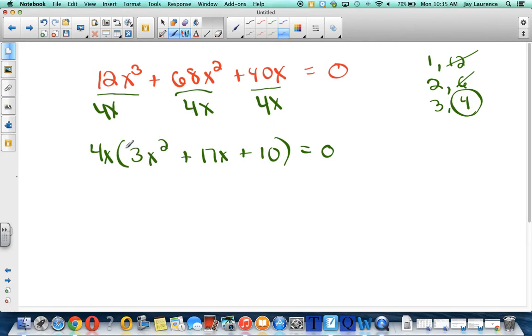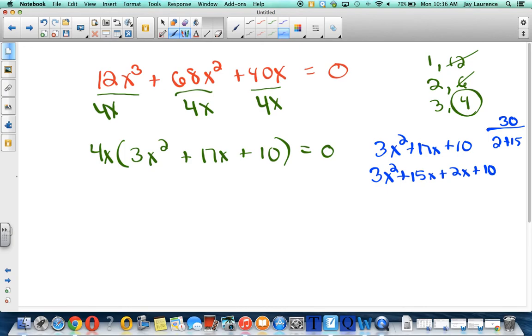I'm going to ignore this 4x. I'm not throwing it away. I'm just going to ignore it. Off to the side, maybe I'll write 3x squared plus 17x plus 10. And I'm going to multiply a times c and get 30. And I need two factors of 30 that add to get 17. Oh, how about 2 and 15? Yeah, if I see it right away, I don't have to list them all out. So I'm going to rewrite 3x squared plus a 15x plus a 2x plus 10.